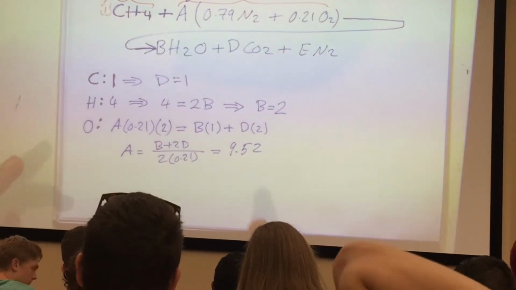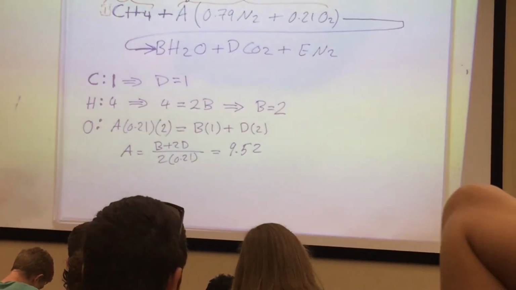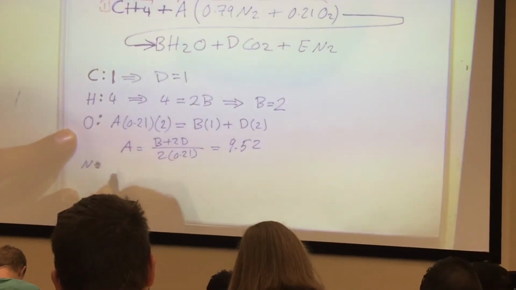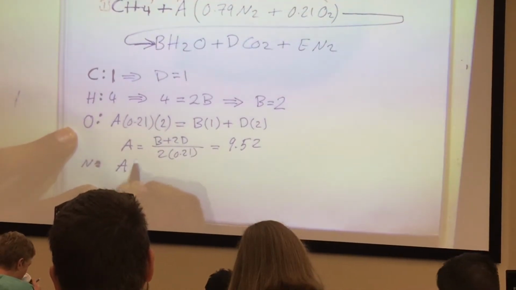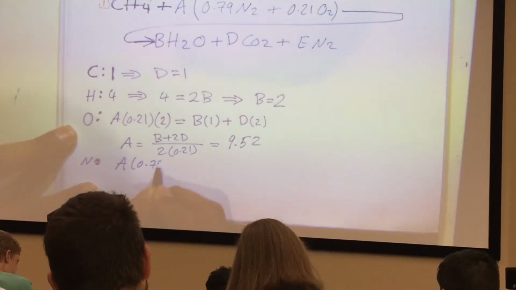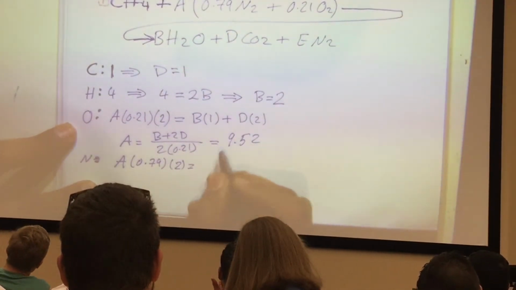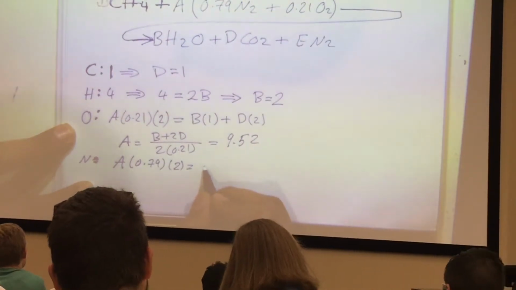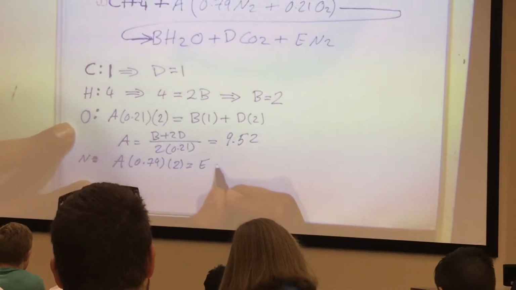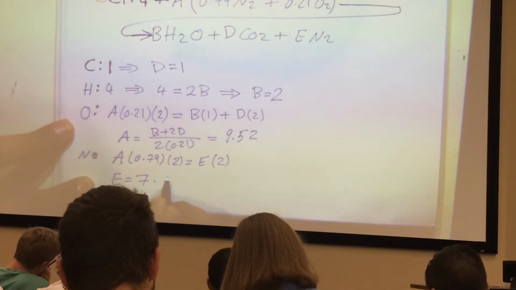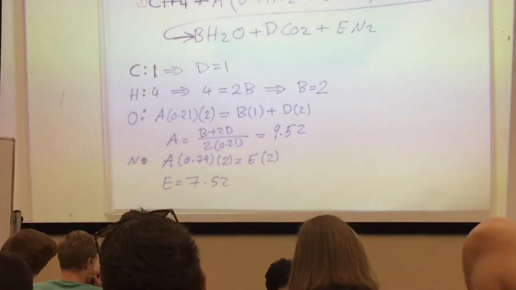What do I have left? Nitrogen. I could figure out how much nitrogen I have. Well, nitrogen, it's A multiplied by, same principle, 0.79 multiplied by 2 moles is equal to E multiplied by 2. So from that, E is equal to 7.52. And now I know everything about my reaction here. Very simple and straightforward.